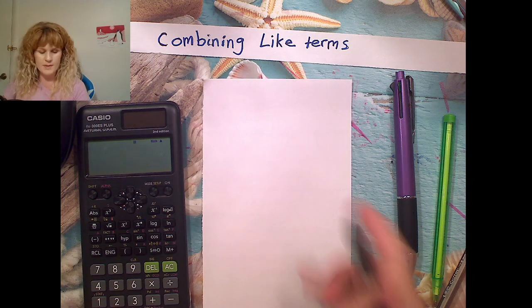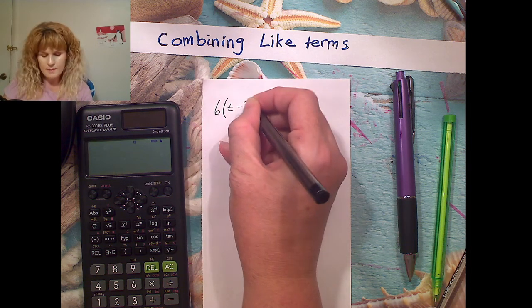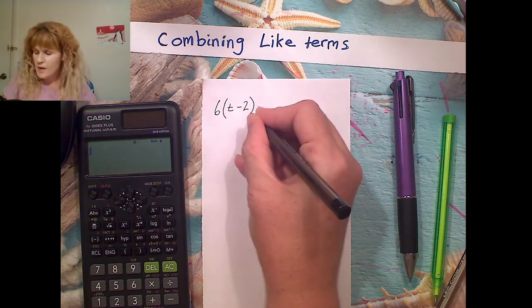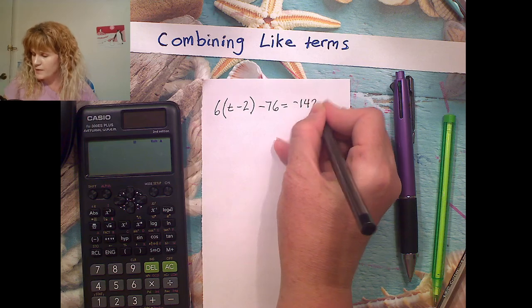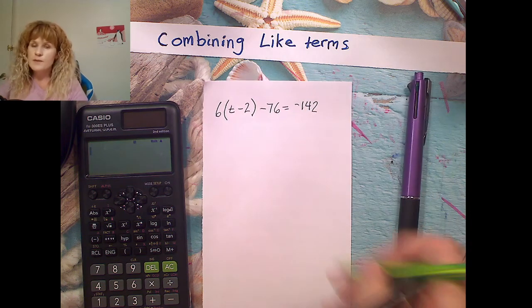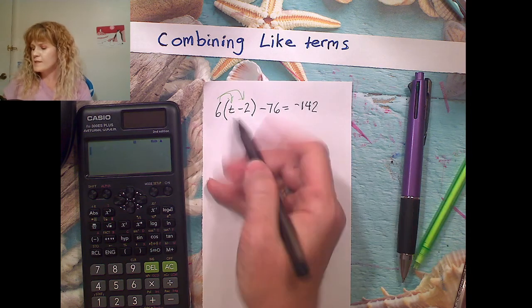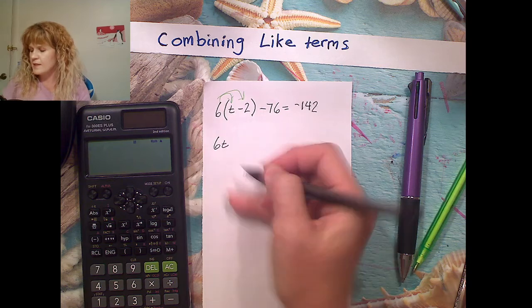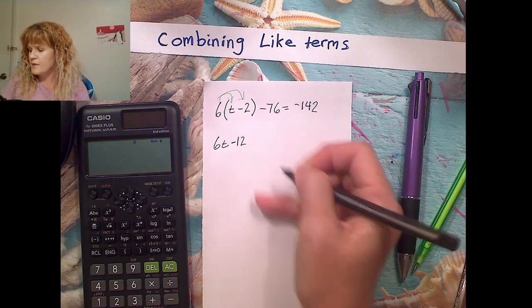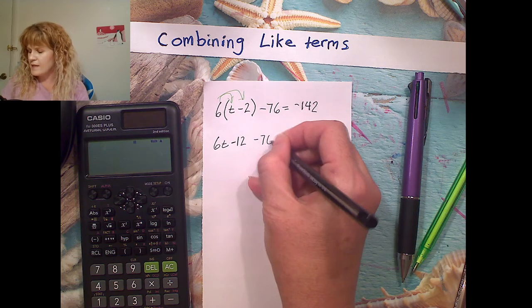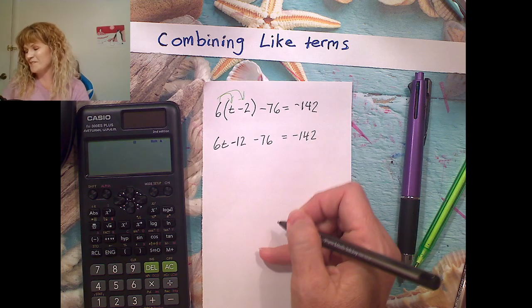Let's do another problem together. How about 6 times (t minus 2) minus 76 equals negative 142. What do we do first? We do the distributive property first. 6 times t is 6t. 6 times negative 2 is minus 12. And the negative 76 stays. And bring down negative 142.